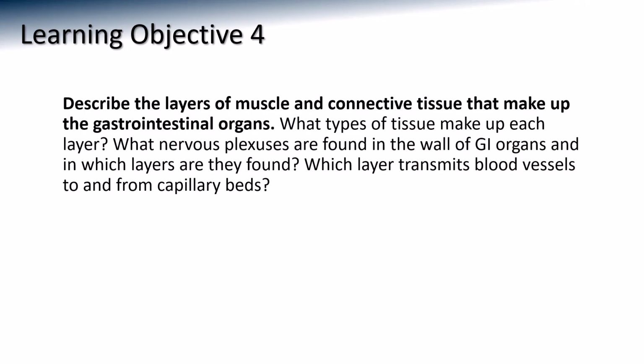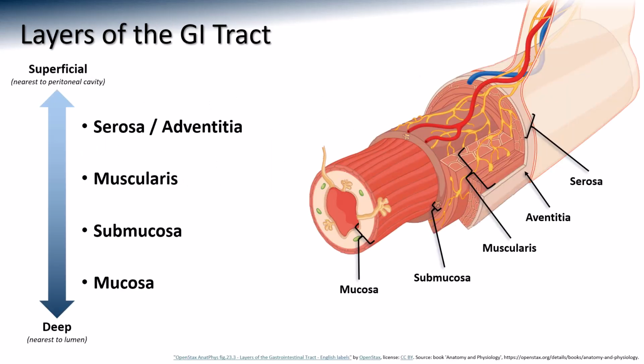In this video we're going to walk through the different layers of muscle and connective tissue that make up the gastrointestinal organs, and we're going to take special note of where nerves and blood vessels travel. Alright, so let's get started here.